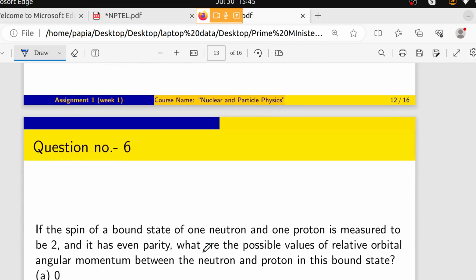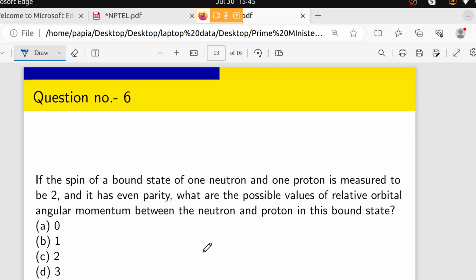So now coming to the sixth question. In that sixth question, if the spin of a bound state of 1 neutron and 1 proton is measured to be 2 and it has even parity, what are the possible values of relative orbital angular momentum between the neutron and proton in this bound state?